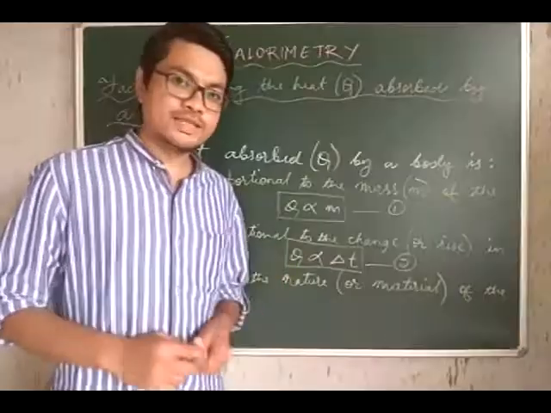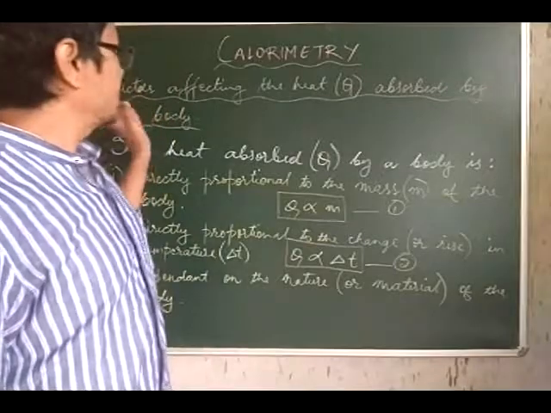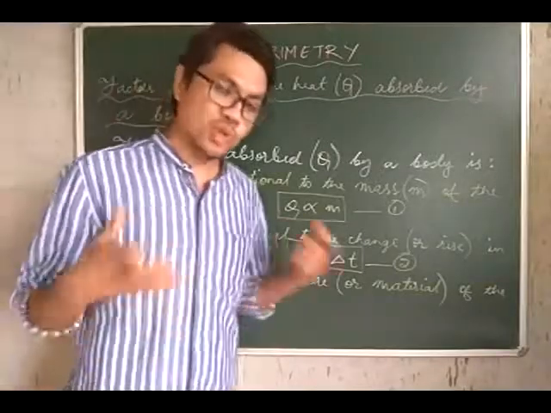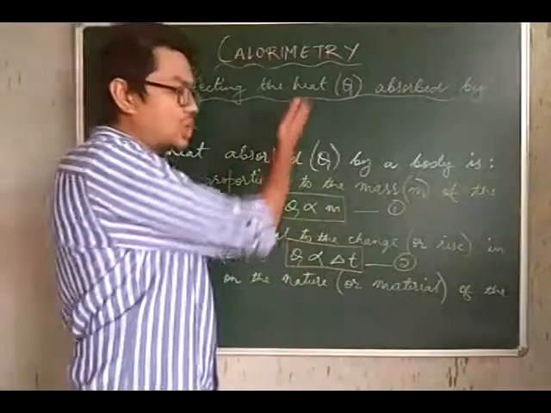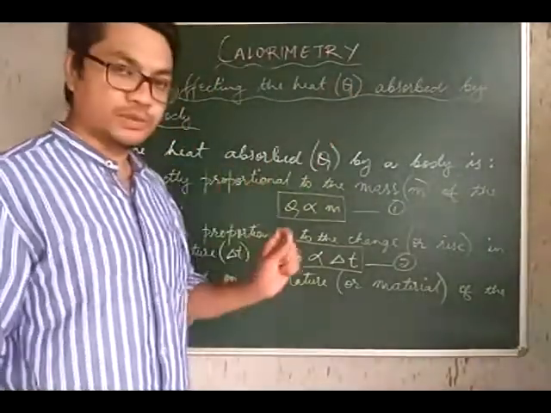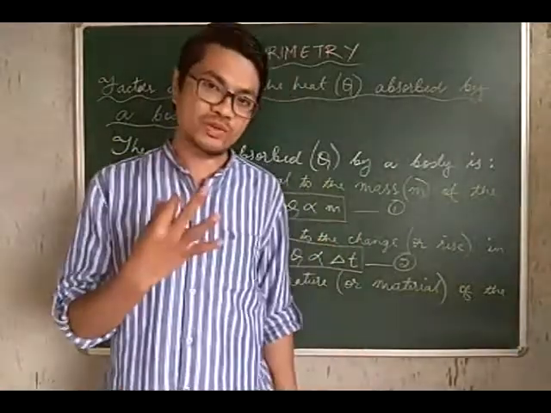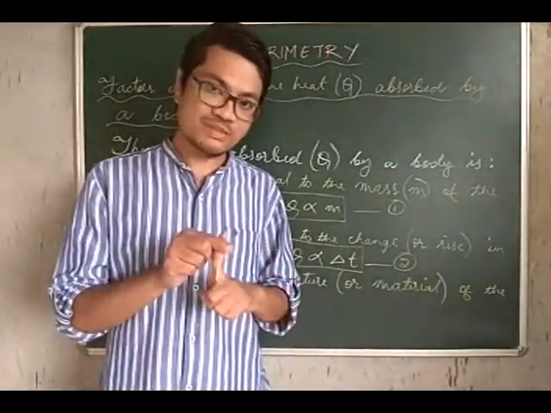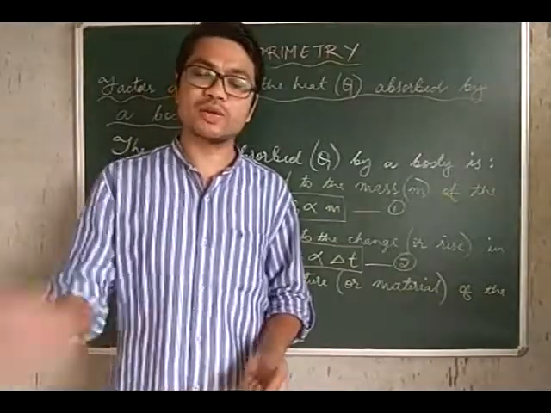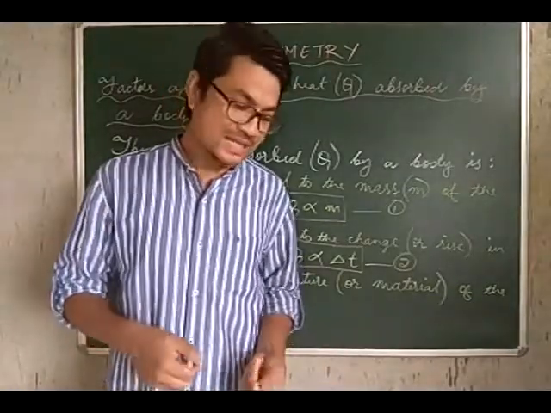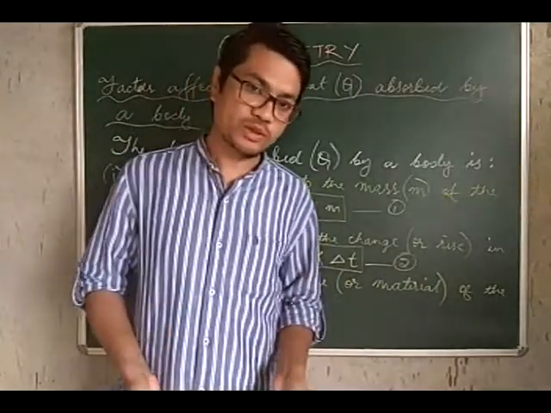Let us now, class 10, discuss something very, very important for you all, which is the factors affecting the heat absorbed by a body. If we denote the heat absorbed by a body by capital Q, then the heat absorbed by a body is dependent on three things. That is the mass of the body, the change in temperature, meaning either the rise or fall in temperature, and it is also dependent on the nature or the material of the body.